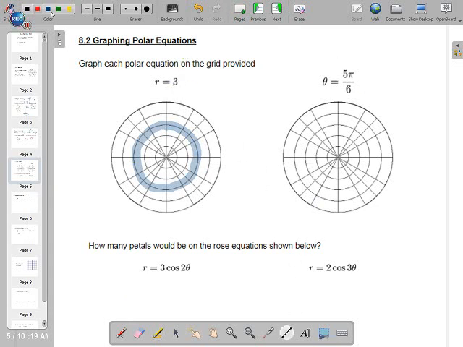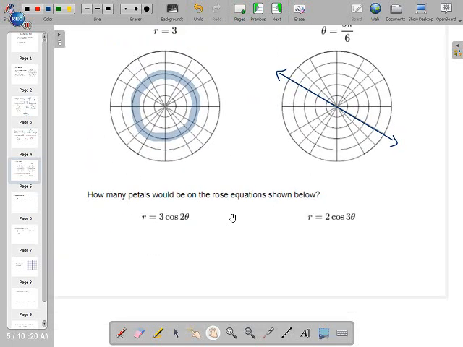Theta equals 5 pi over 6. Theta equals 5 pi over 6 is a line, so find 5 pi over 6. That's right here, but it goes all the way through, and we're going to put arrows on both ends because it's a line. That's it. Find 5 pi over 6 and draw a line through it. Just make sure it goes all the way through the axis.